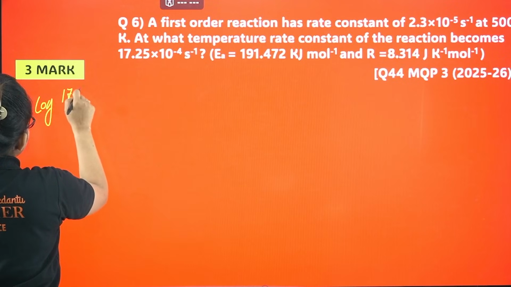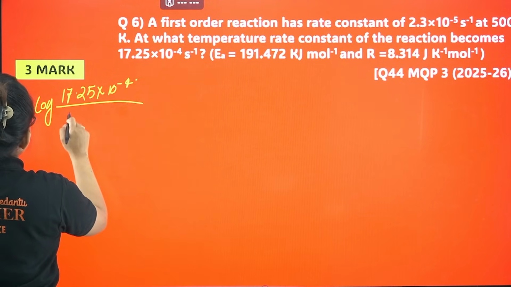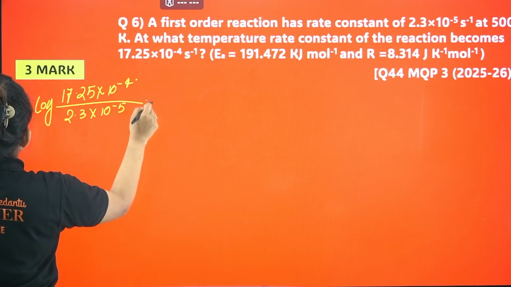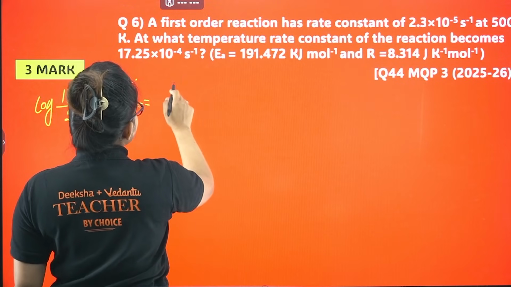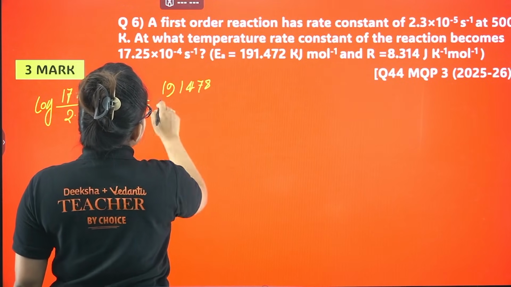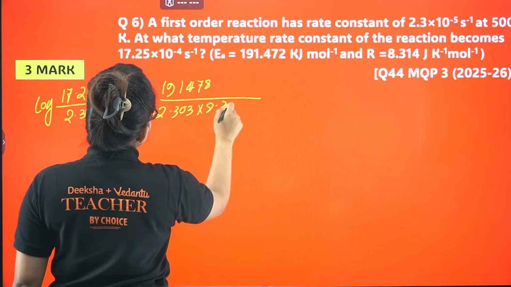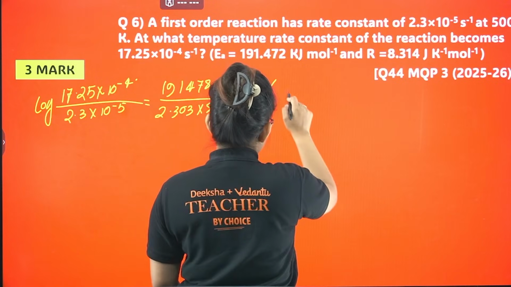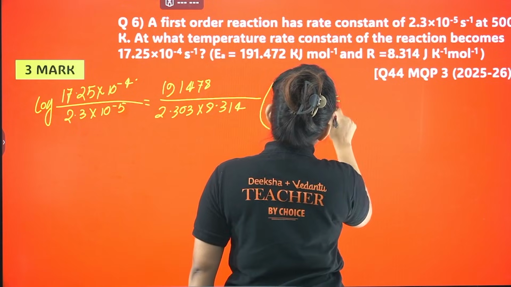So log of 17.25 into 10 power minus 4 divided by 2.3 into 10 power minus 5 equals, Ea value is given in kilojoule, we will convert it into joule, so 191478 divided by 2.303 into 8.314, into 1 by 500 minus 1 by T2, that's it.